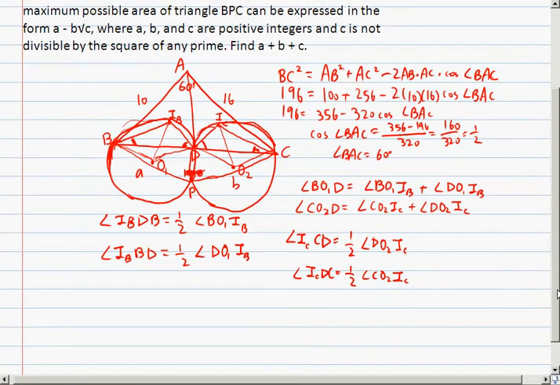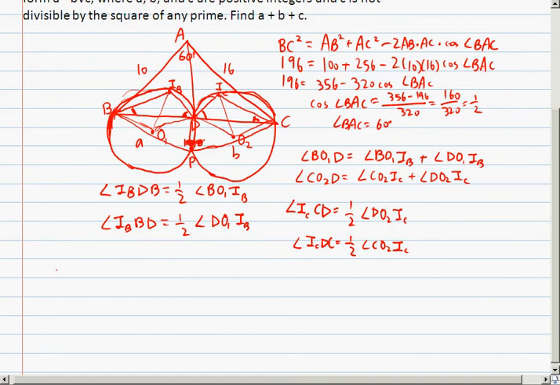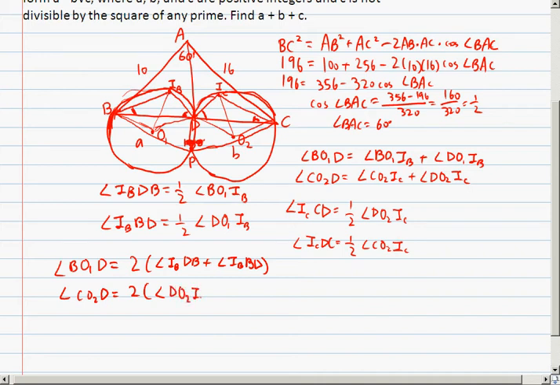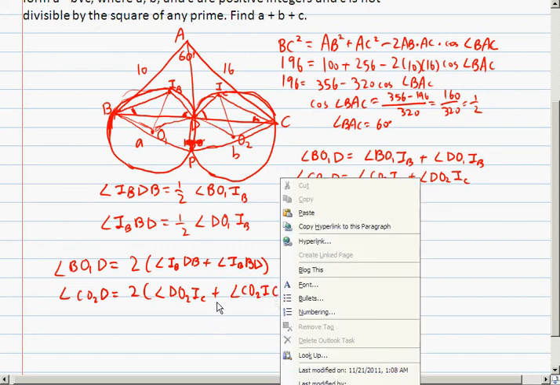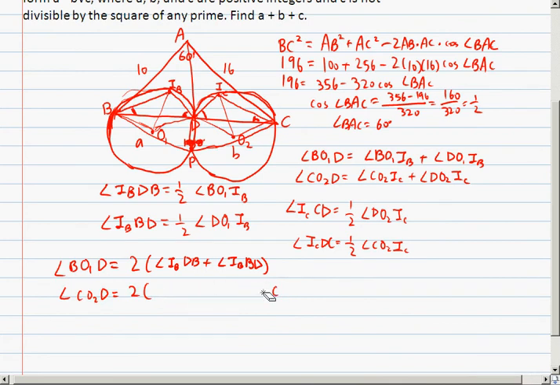So we can make the following substitutions in these two equations, and then we get the measure of angle BO1D equal to 2 times the measure of IBDB plus IBBD, and CO2D would be equal to 2 times the quantity of the sum of the angles ICCD plus the angle measure of ICDC. Sorry for the typo.